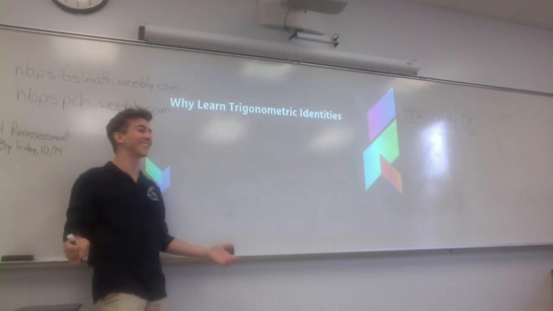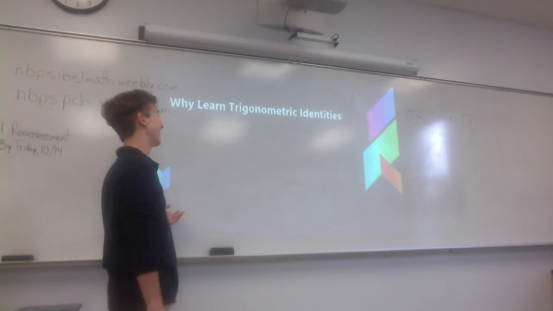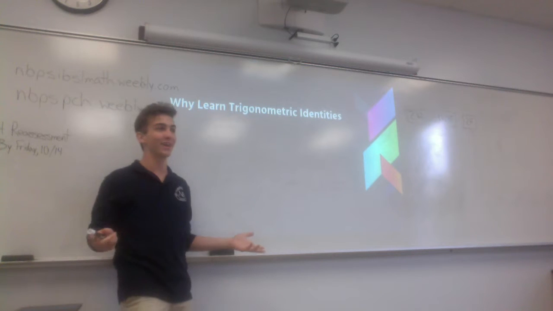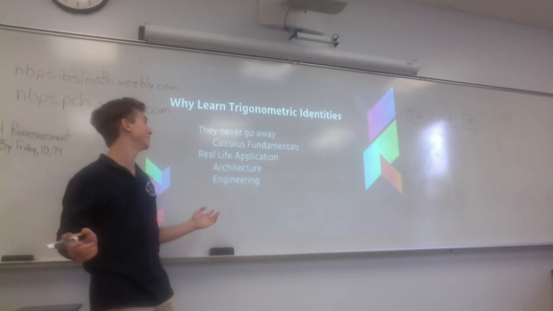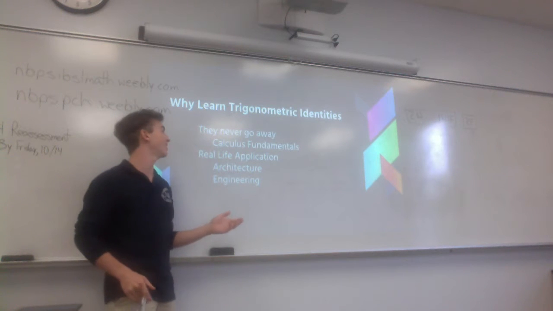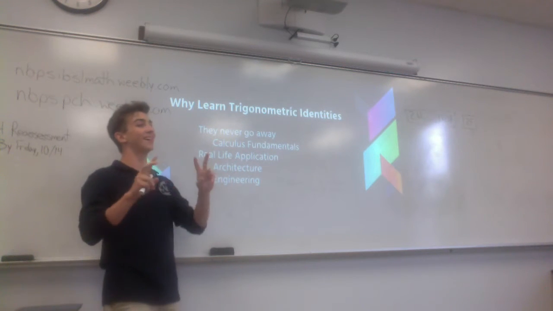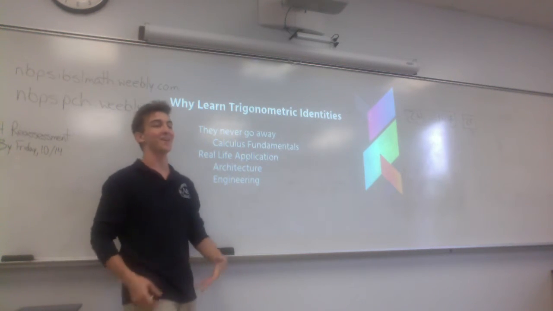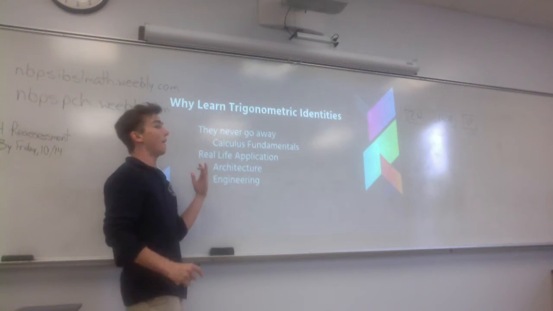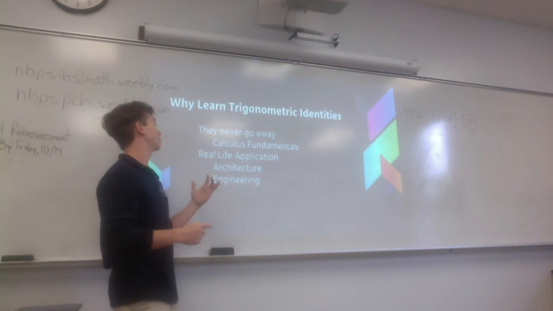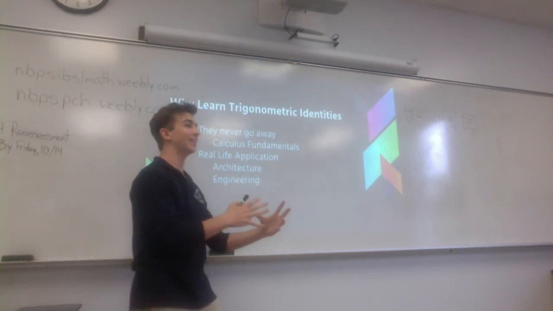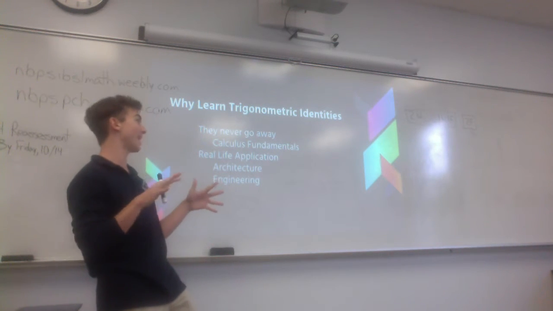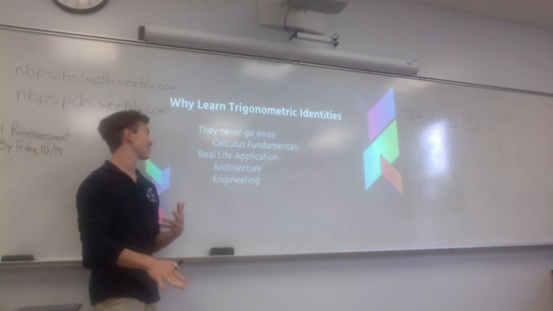Okay, so why did we learn trigonometric identities? Anybody have any clue why we proved them? No. They never go away. They're your calculus fundamentals. They always come back, maybe not in technical proofs. It may be for proofs for the IB exam, but if you're working with trigonometry or anything like that, you're going to need to know these identities and how to manipulate them.